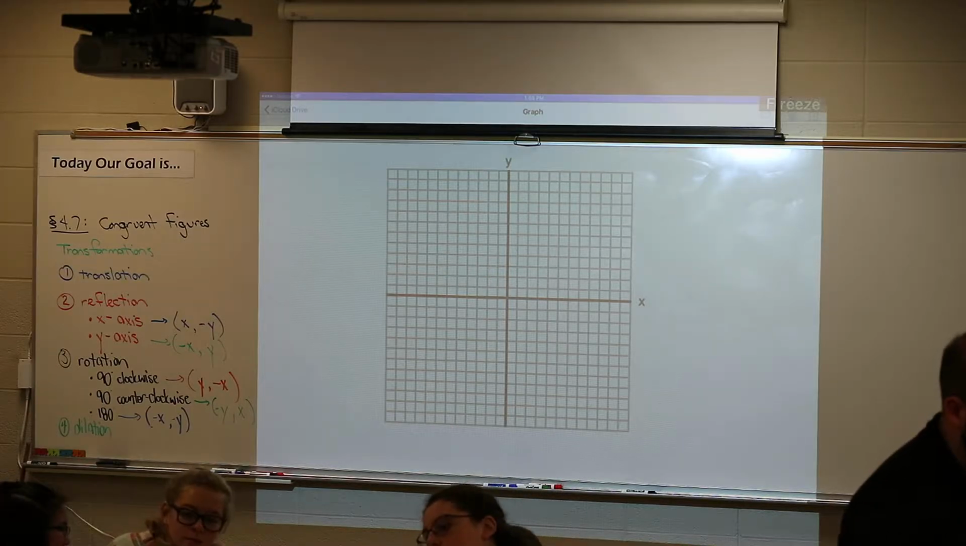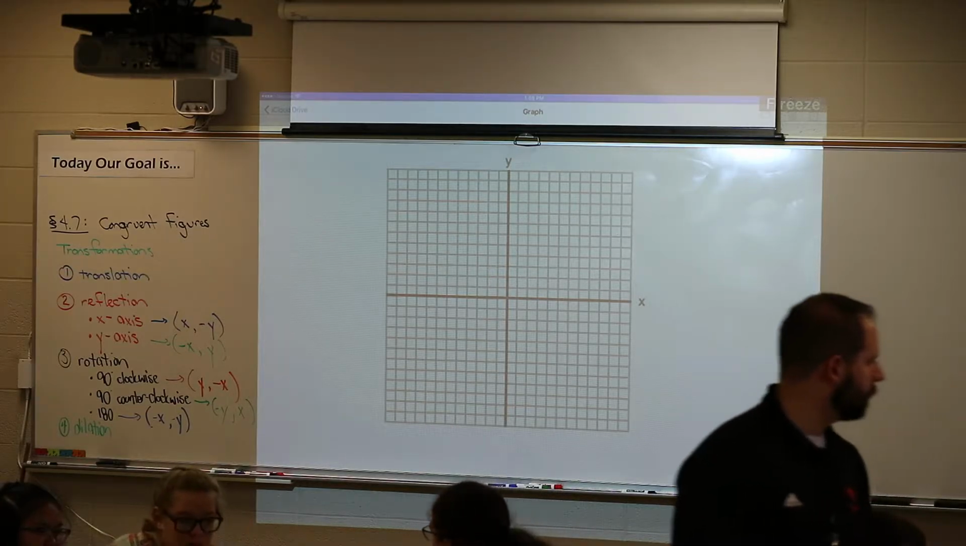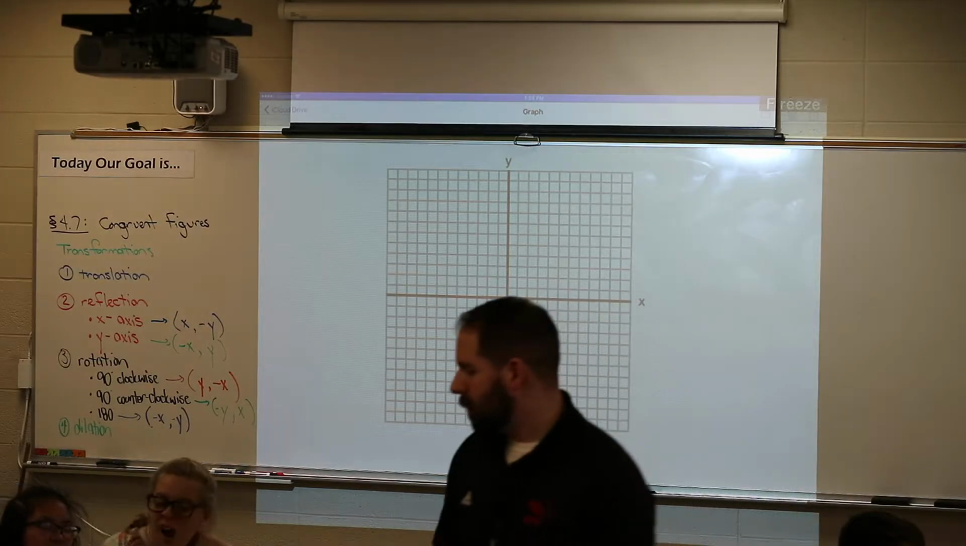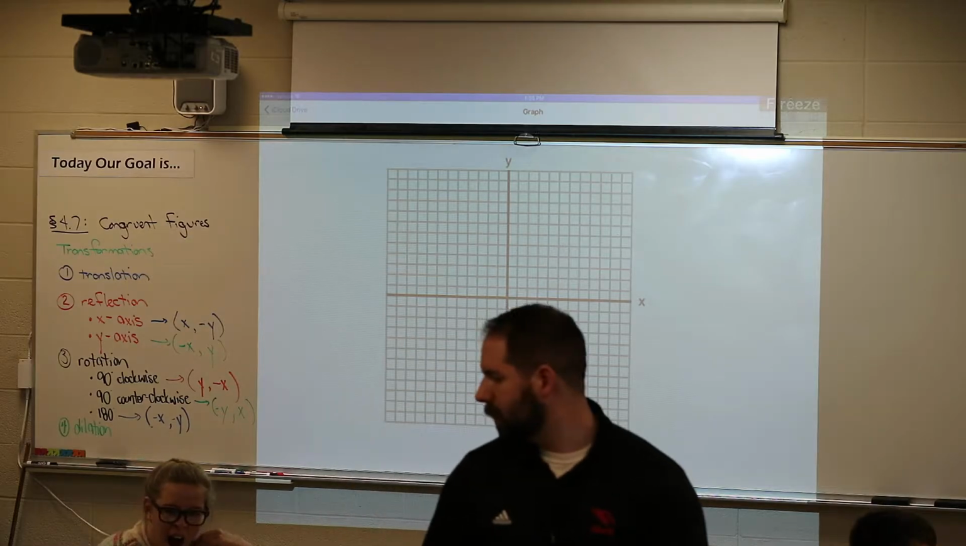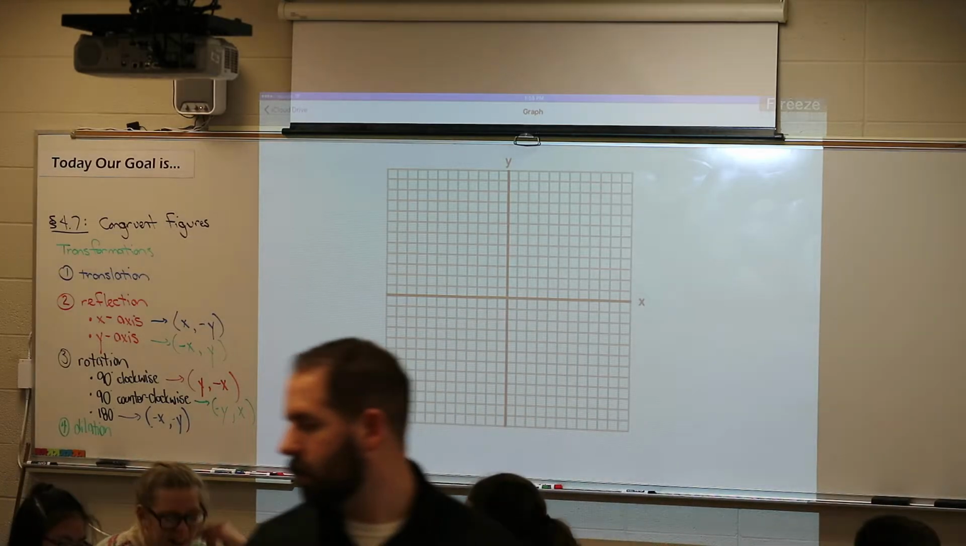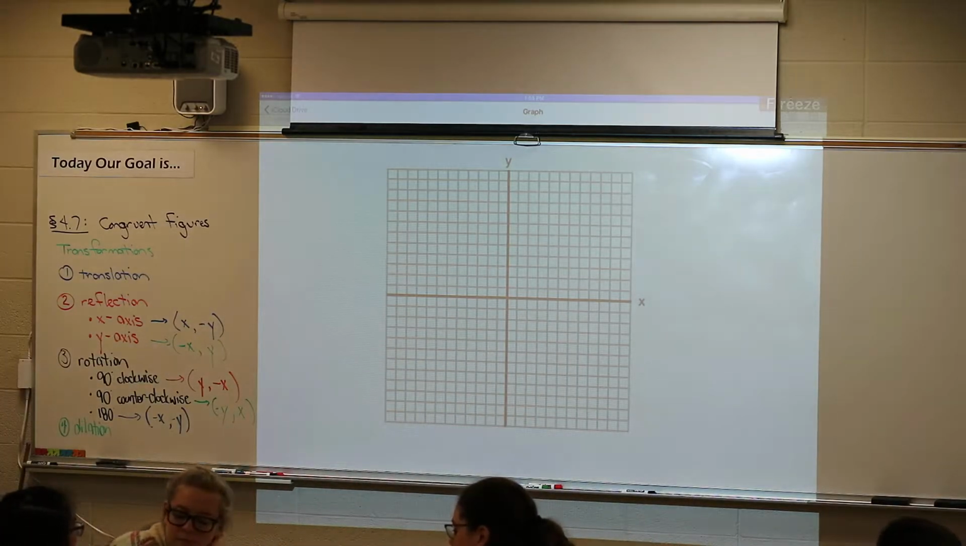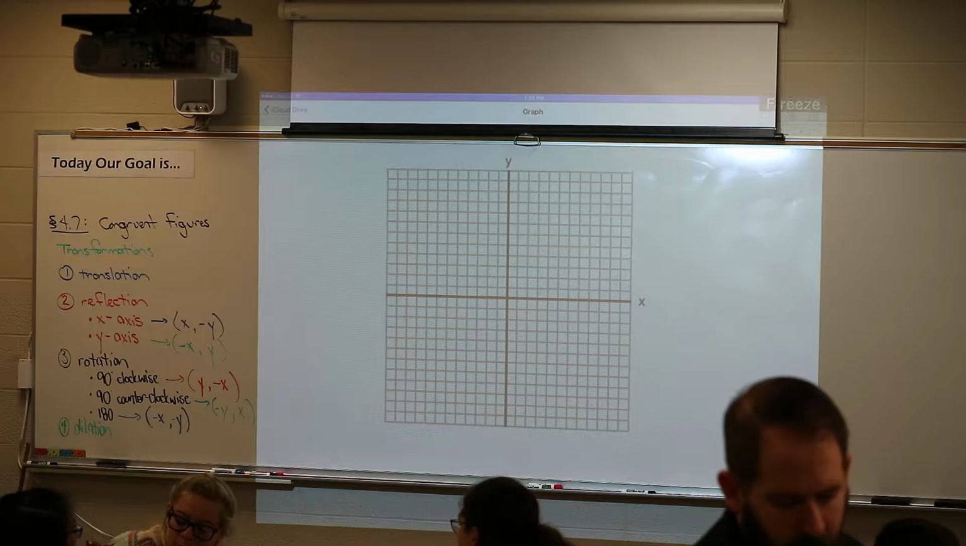Counterclockwise, same thing. You switch the two numbers, and the first one's negative. And then the last one, 180 degrees: you just leave them the same, x and y, and make them both negative, or both positive, whatever the numbers are. Dilation is the only one we're going to have to wait till Monday, because of all the classes today, no classes got to it. I just know that from the time.